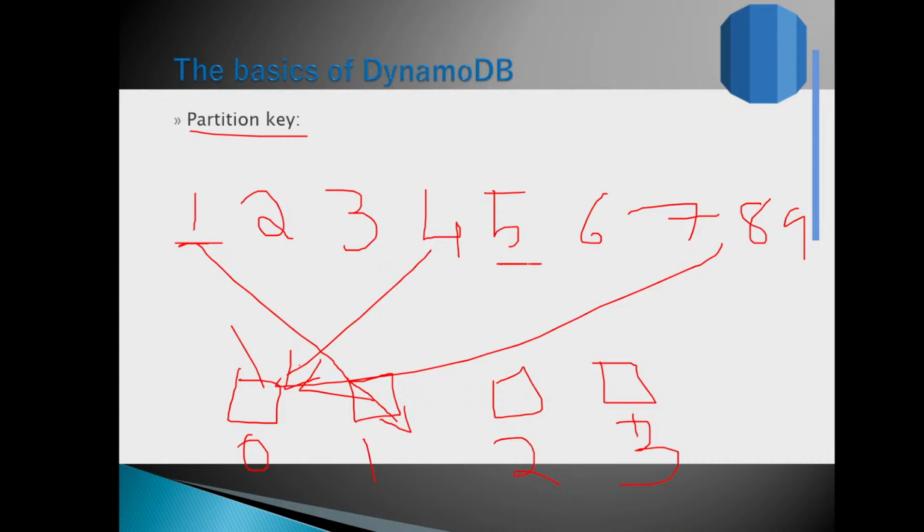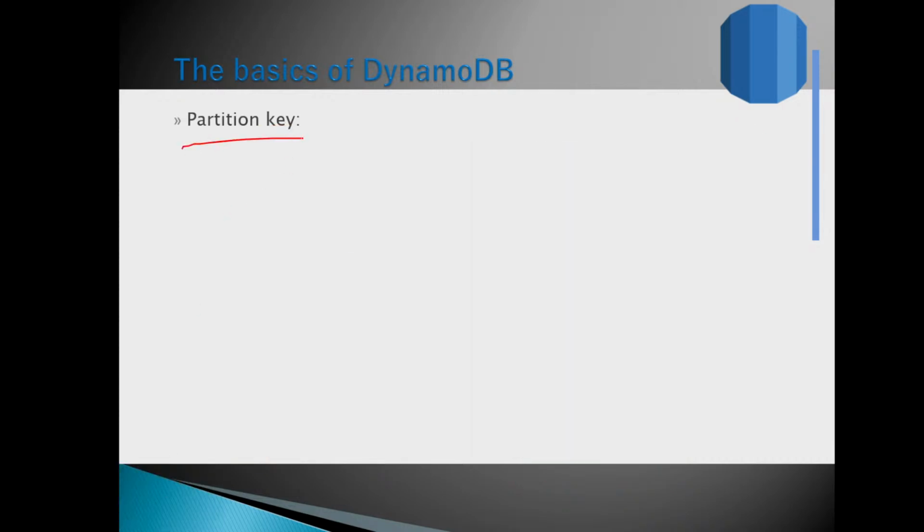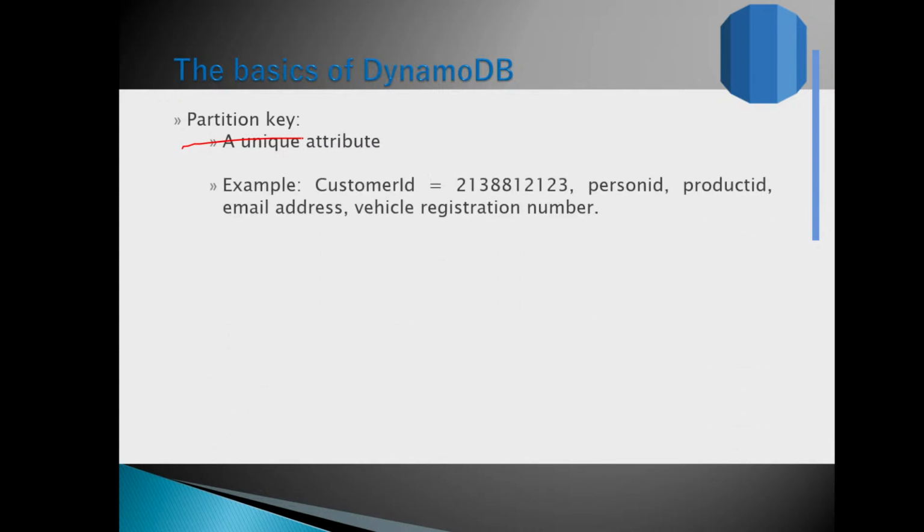What will be the remainder if I divide this by 4? 1, so it will go here. What will the value be if I divide this value with 4? The remainder is 2, so this record will go here. So that's why the partitions are created. Basically मैं क्या कर रहा हूँ, कुछ records को group कर रहा हूँ together, partitions बना रहा हूँ, group, right? That is a partition key. This is how Amazon DynamoDB stores the data.